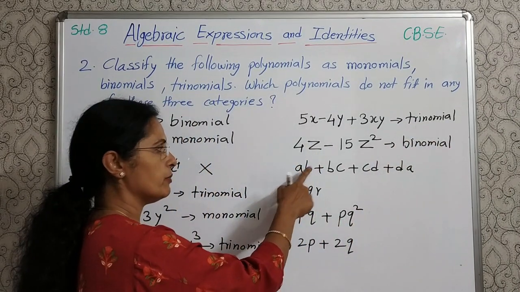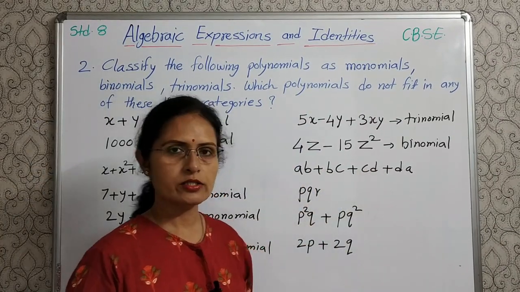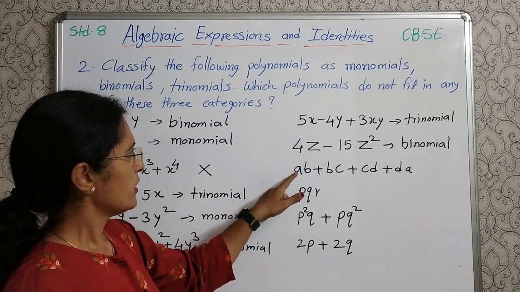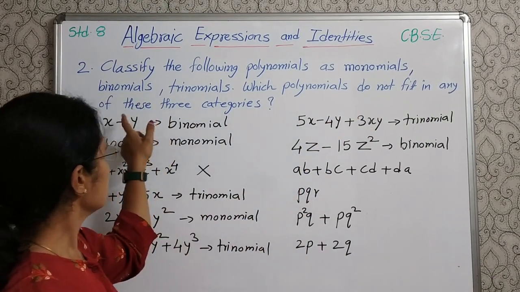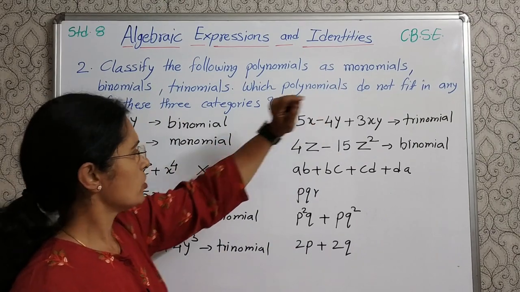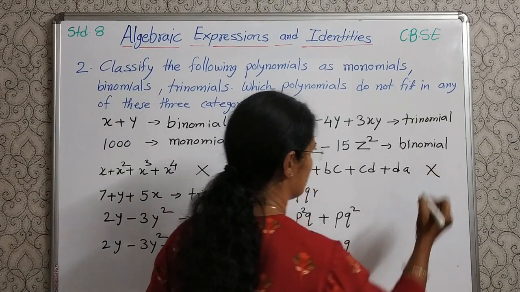After that, AB plus BC plus CD plus DA. This expression has 4 terms. Therefore, this polynomial will not fit in any of these 3 categories. It is not a monomial, binomial or trinomial. So, we'll cross it here.